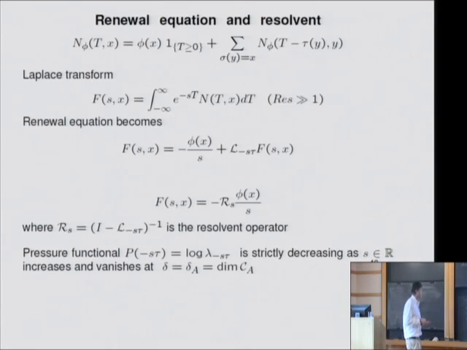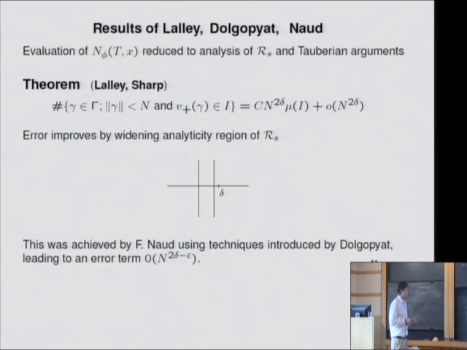But anyway, the whole point is that you want to study this resolvent. Now, this resolvent is definitely going to be an analytic function on the right half-plane, real part of z bigger than delta. And what you want to do is understand it on an extended strip.